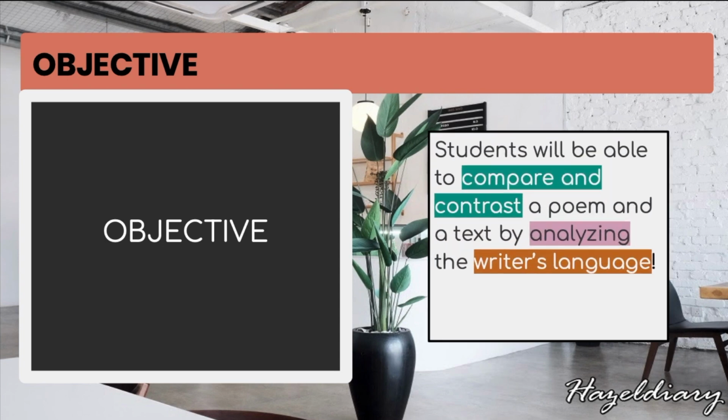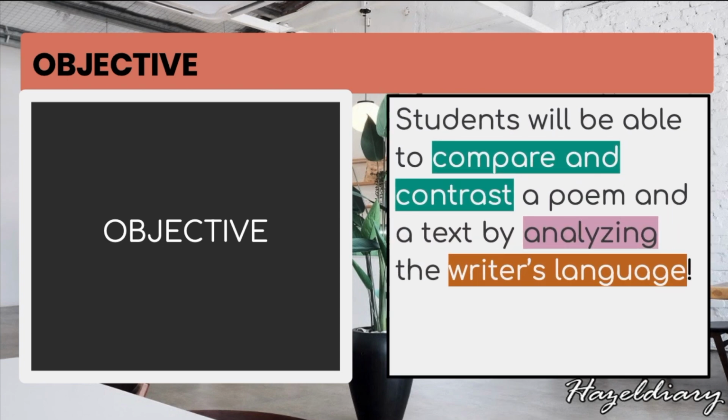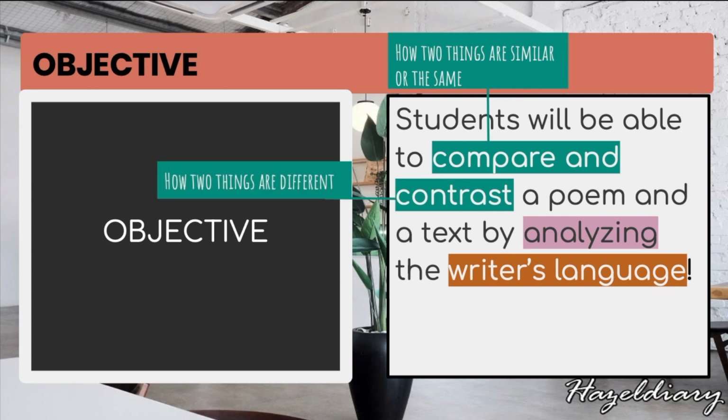Objective. Students will be able to compare and contrast a poem and a text by analyzing the writer's language. Let's annotate and dig a little deeper into our objective. The first highlighted phrase is compare. Compare means how 2 things are similar or the same. And to contrast means how 2 things are different. So we'll be looking at maybe one subject in a poem and in a text and telling me how they're similar and how they're different.